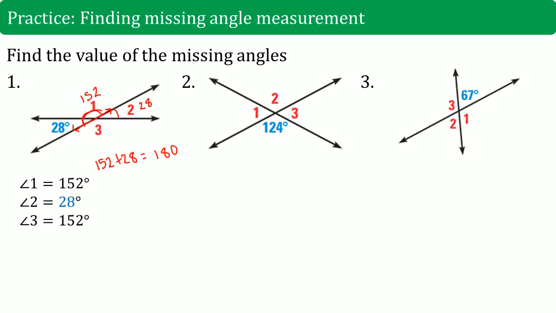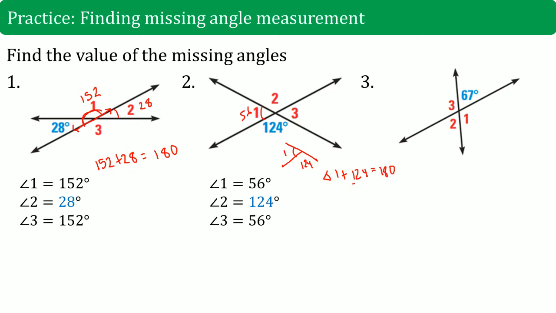and angle 3 is a vertical angle because it is reflected from angle 1. Likewise, in number 2, you can say here that angle 1 is 56. Why? Because if you take a look, these are linear pairs. So angle 1 plus 124 is equal to 180. Subtract 124 from both sides, and angle 1 is equal to 56. Angle 1 and angle 3 are reflections of each other, so they're vertical angles at 56 degrees.